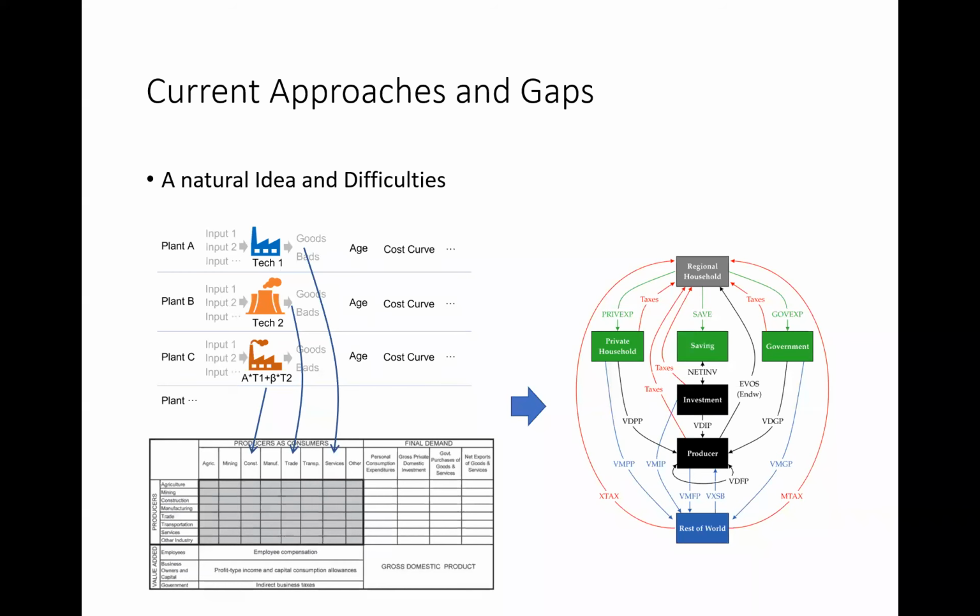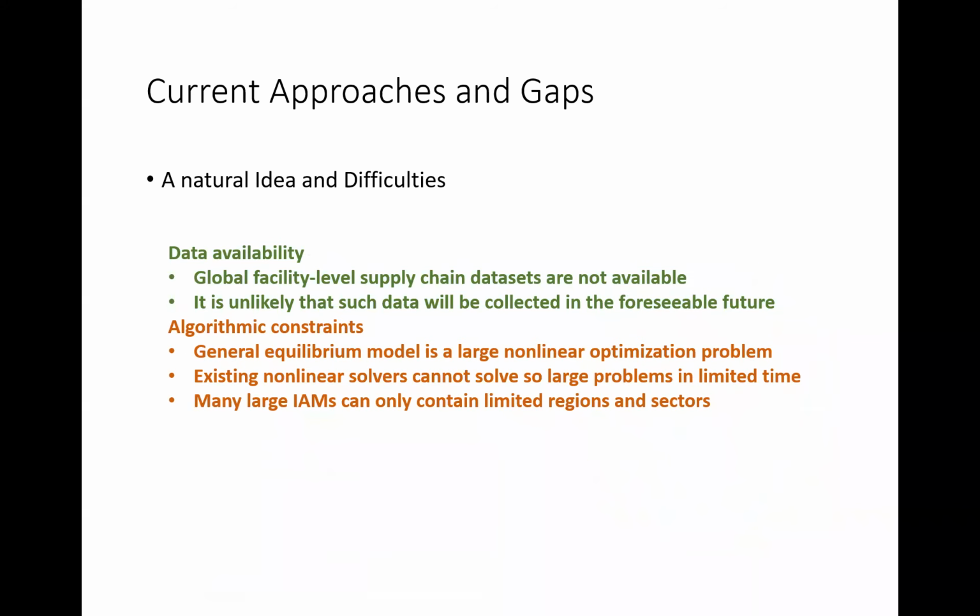Theoretically it's okay, but in practice it has a lot of difficulties. The biggest one, the first one, is data availability. Global facility-level or plant-level supply chain data sets are not available. It's secret data for some companies. What are my suppliers and my clients? I will not share that with others, so it's unlikely that such data will be collected in the foreseeable future.